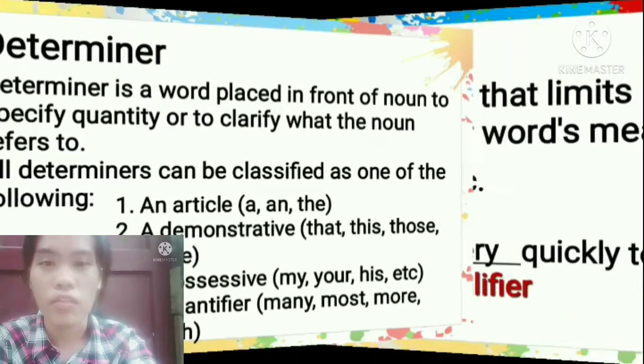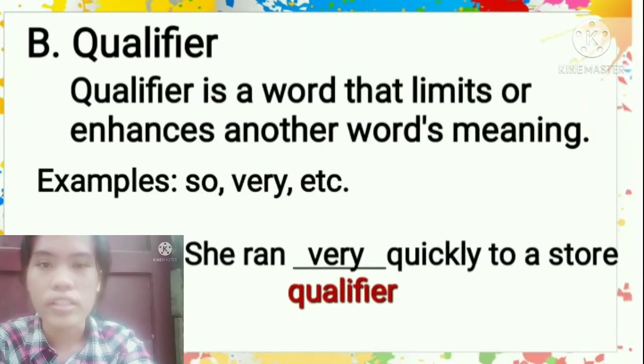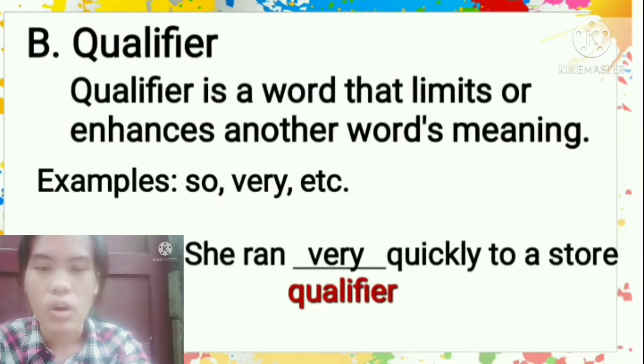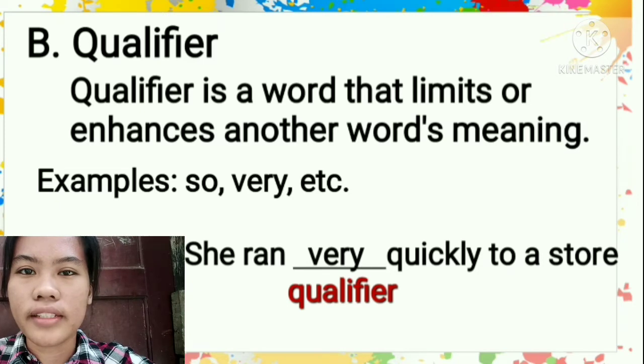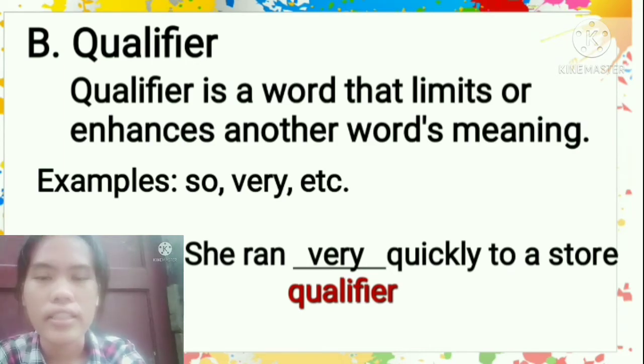The next is qualifier. Qualifier is a word that limits or enhances another word's meaning. Examples are so, very, and etc. Example is she ran very quickly to a store. Very is a qualifier. The next is auxiliary.